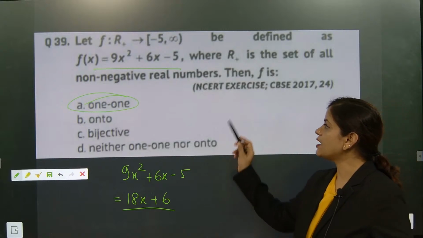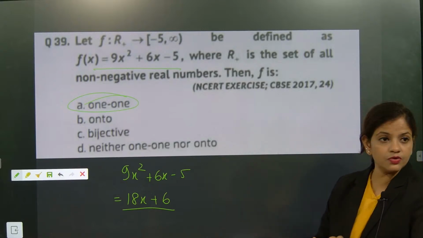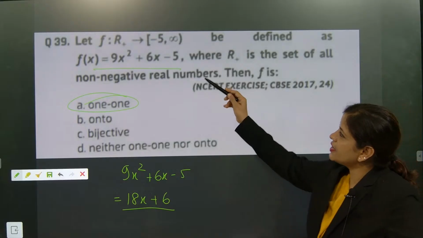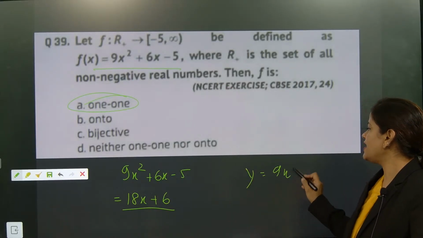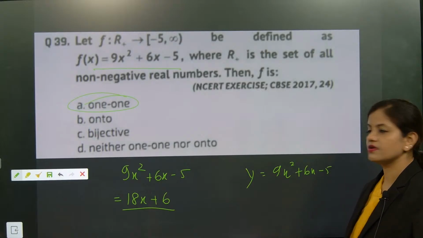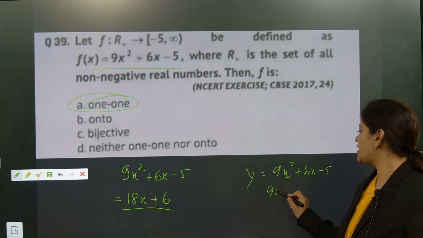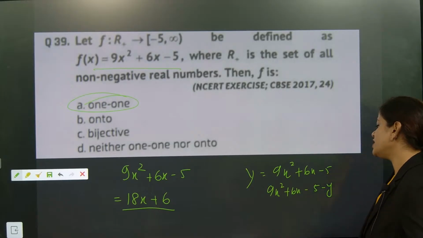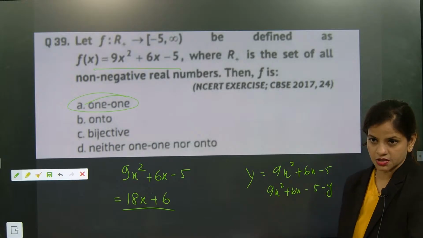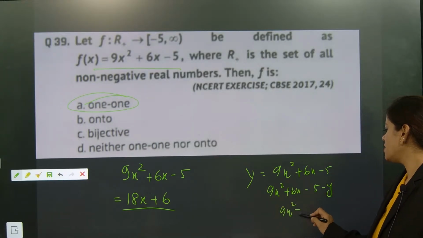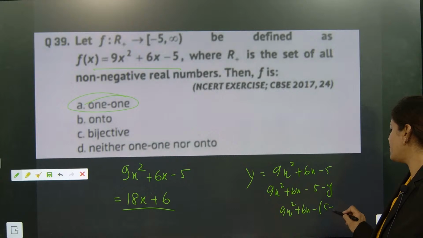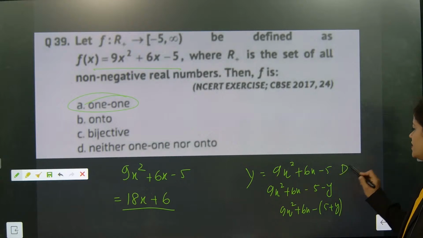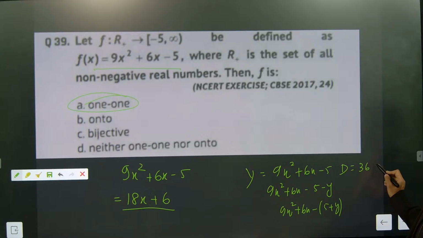Now look at this. We need to check whether this part is going to be 1, 1 or not. First, y is equal to 9x square plus 6x minus 5. So y will go to that side: 9x square plus 6x minus 5 minus y equals 0. Now we go to the quadratic pattern because we have to find the value of x. Understood? So find the discriminant. Discriminant is b square, 36, minus 4 times 9, which is 36, times minus 5 minus y.